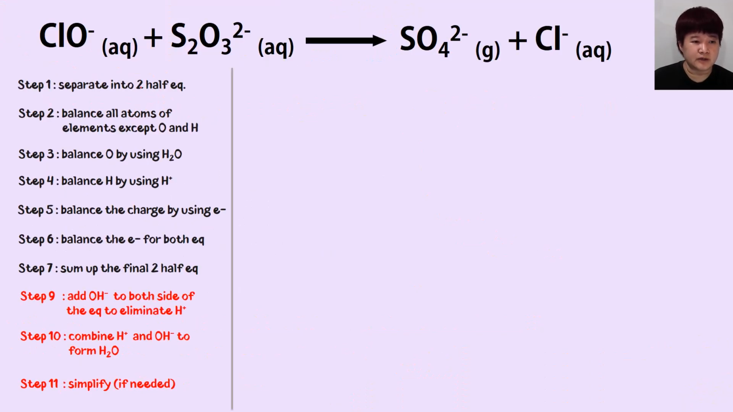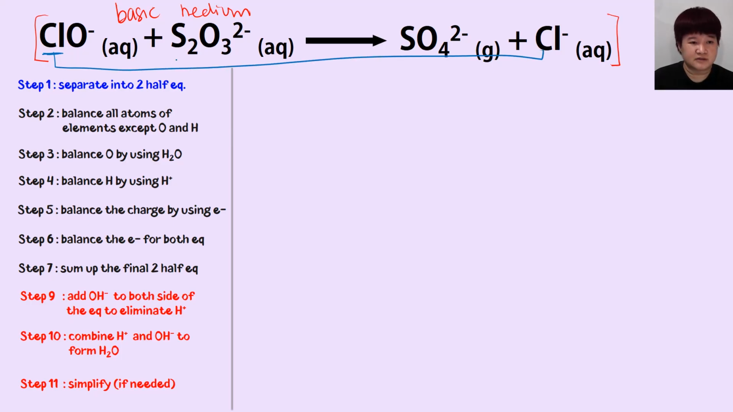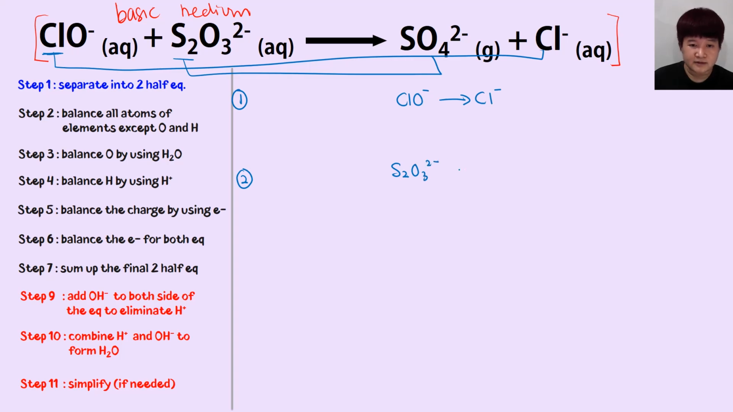So this is the example given, and I'm having a basic medium right now. Since it's a basic medium, we are going to have extra steps. This is the redox equation for it. So step 1, we are going to separate them into 2 half equations. And the first thing, find their partners. Chlorine, partner with chlorine. Sulfur, partner with sulfur. The first half equation that I have is ClO minus becomes Cl minus. The second half equation that I have is S2O3 2 minus becomes SO4 2 minus.